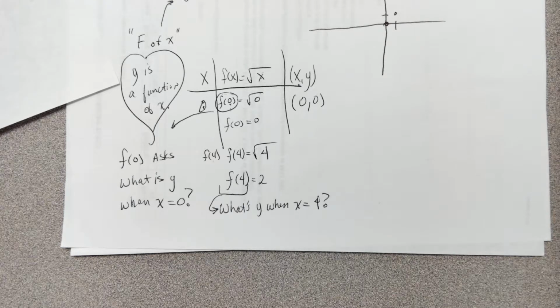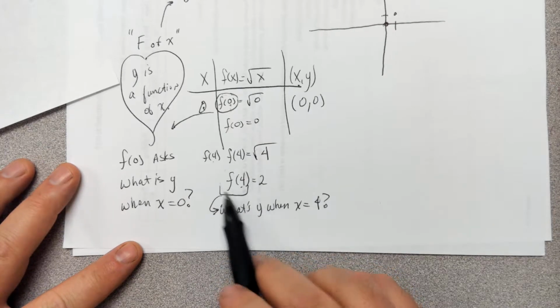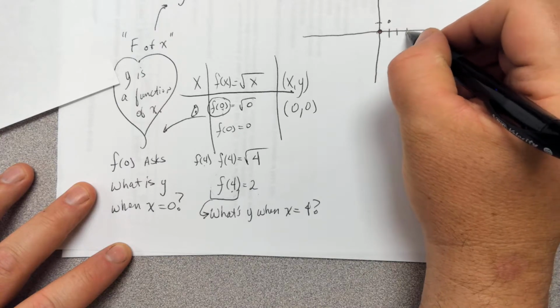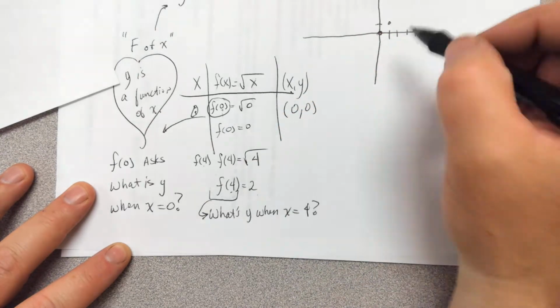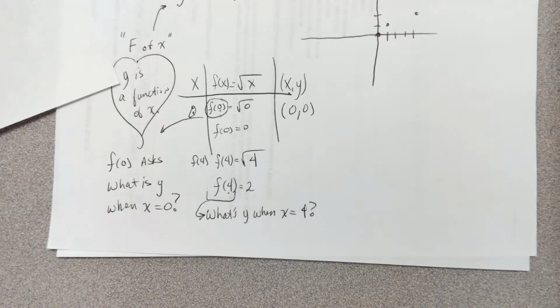It's a way of writing some instructions without writing out the words. But that's what that means. So this says, if x is 4, what is y? And it's 2. 1, 2, 3, 4. So x is 4 and y is 2. You see?